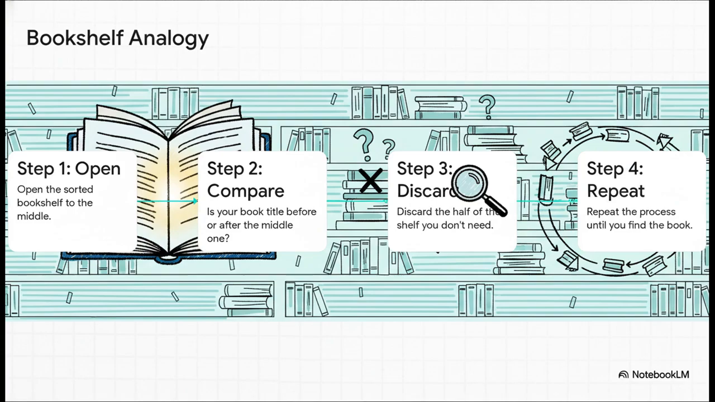You go to the middle of the bookshelf. Is the book you want before or after this point? Whichever it is, you can completely ignore the other half. You just threw away half the problem in one step. Then you just do it again and again. You zero in on the answer with incredible speed.